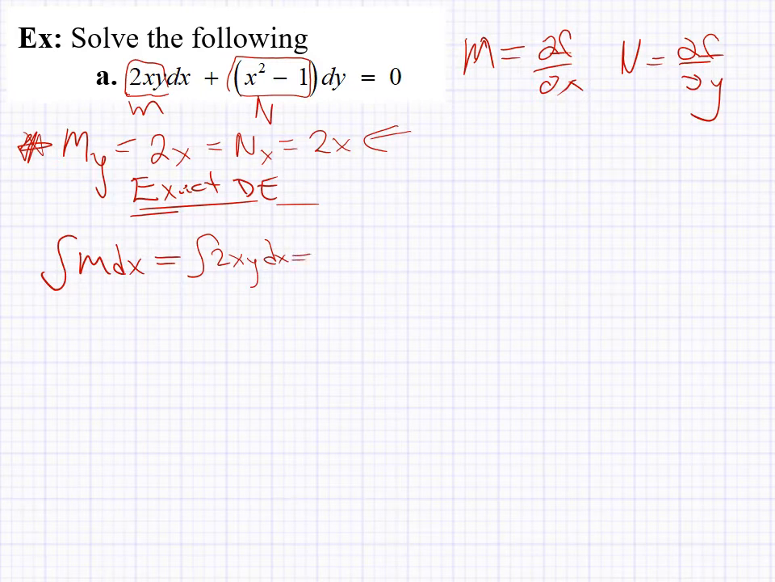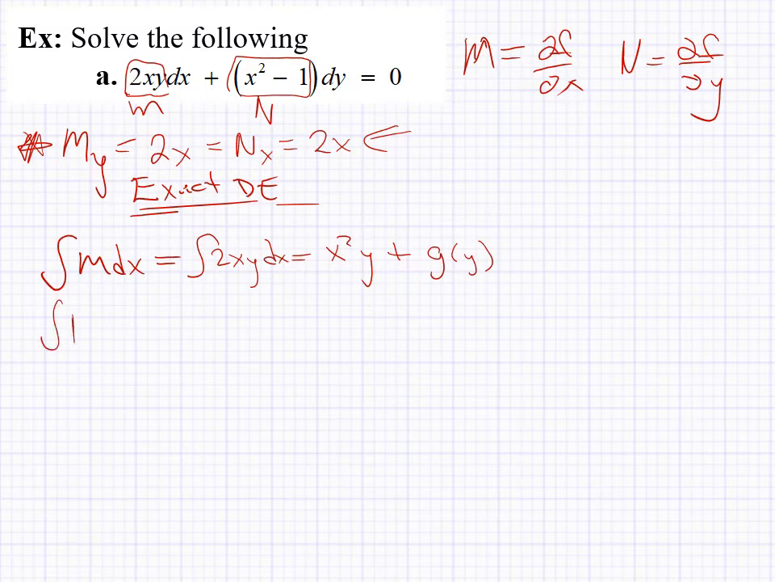In which case, you integrate with respect to x the same way you differentiate with respect to x. Y is treated like a constant. So this would give me x squared y. But we should have a plus c because this is an indefinite integral. But since y was treated like a constant, then the constant for this integral could have y's in it. So we'll call this a function of y. That's our constant of integration.